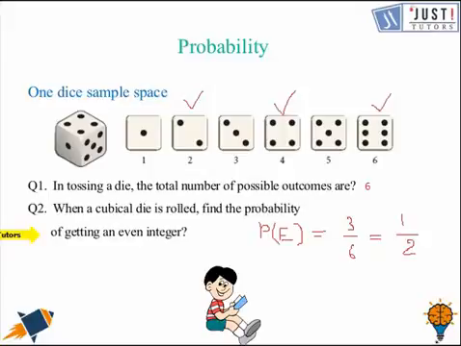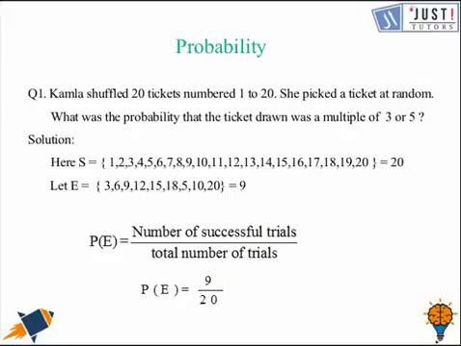Do you notice that every time you're finding a probability, it's between 0 and 1. It is never less than 0, nor is it greater than 1.